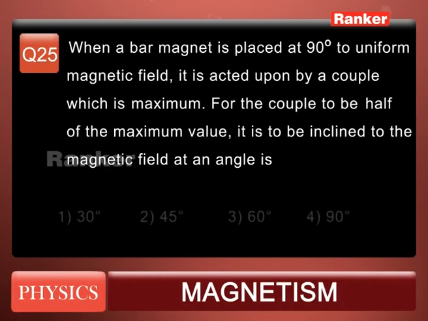Question number 25. The question is given as: when a bar magnet is placed at 90 degrees to a uniform magnetic field, it is acted upon by a couple which is maximum. For the couple to be half of the maximum value, it is to be inclined to the magnetic field at an angle. First option 30 degree, second option 45 degree, third option 60 degree, fourth option 90 degree.